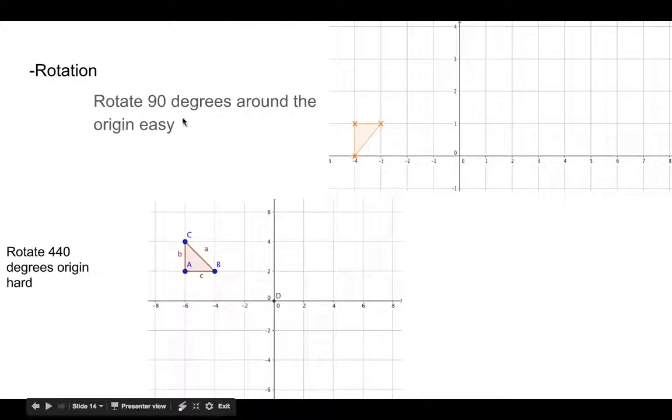Rotation. Rotate this one 90 degrees around the origin. Rotate this one 440 degrees around the origin.